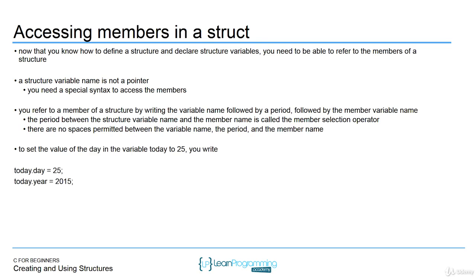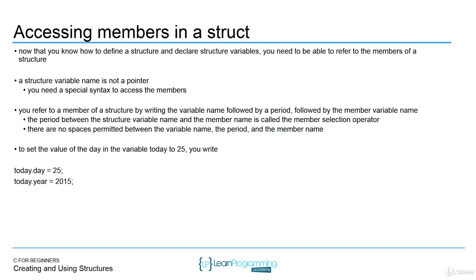To set the value of the day in the variable today to 25, I would just do something like this. The name of the variable, which is today, and then I would say dot, no spaces in between either side, and then I would specify the name of the element inside the structure definition, which is day. And then I would assign it just like I assign any other integer. I would use the equals assignment operator, a literal constant here, and the semicolon.